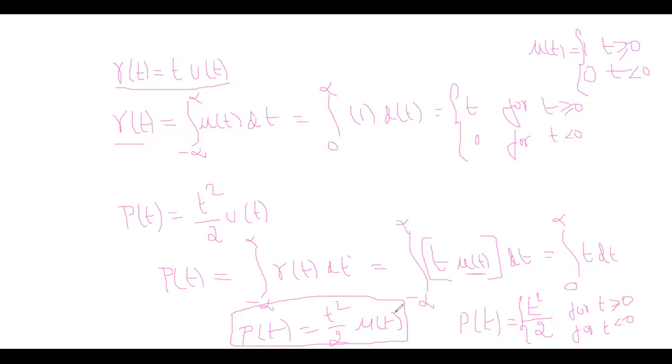Understood, my dear students, how we got the parabolic function, and the ramp function? r of t is equal to t into mu of t, the relation between the step and the ramp. The relation between the step and the parabolic is t square by 2 mu of t. Or the parabolic with the ramp is t into r of t. That is nothing but. Now come again.